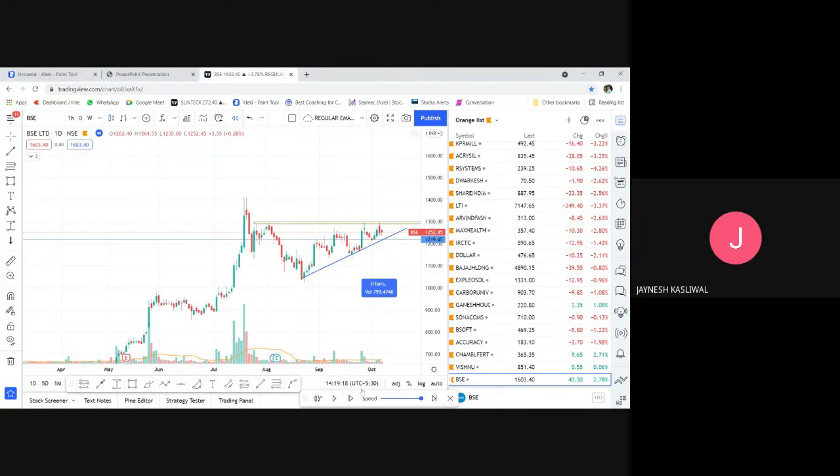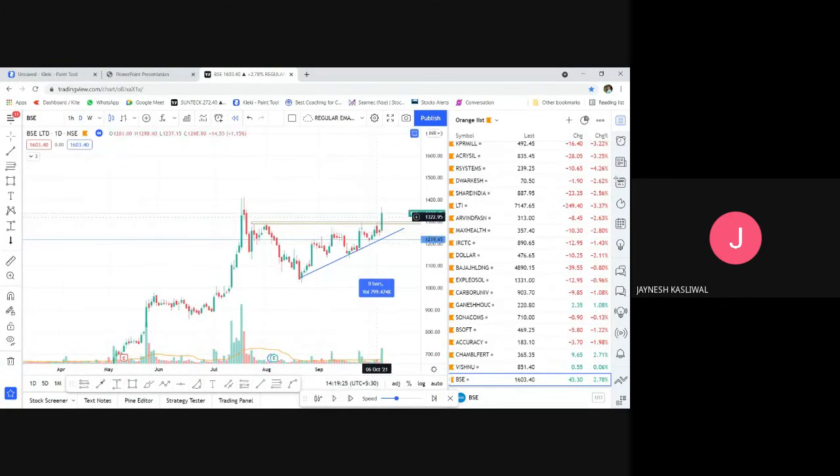Now, one second. You have to keep alert on this candle. Okay, you have to keep alert. Where do you have to keep alert? You have to keep alert here.